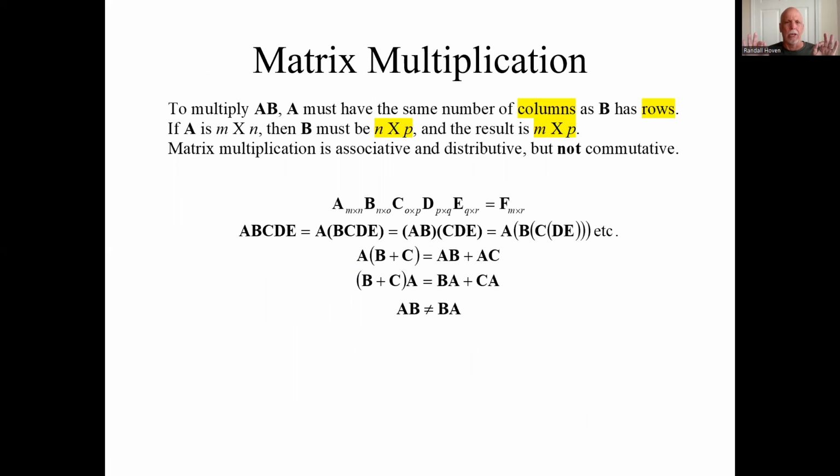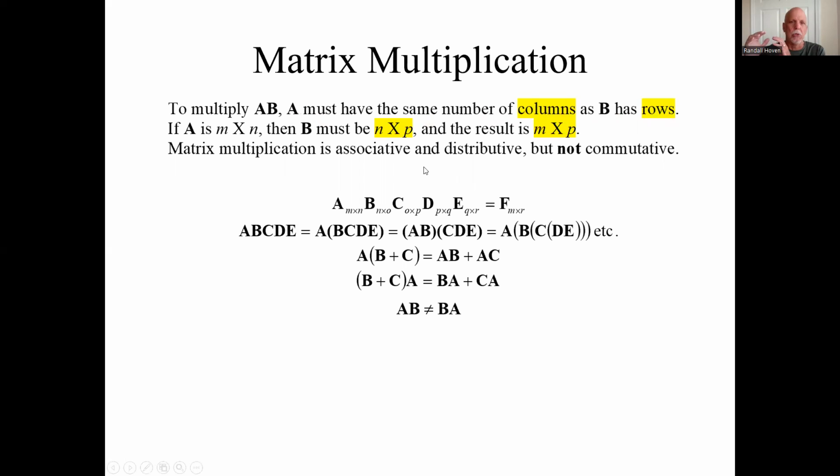Matrix multiplication. Now here's a little bit more tricky. They have to be compatible size. What does that mean? If I do the product AB, where A is in front, and by the way, the order matters because it's going to turn out it's not commutative. Matrix multiplication is not commutative. So the order matters. If I multiply AB, A must have the same number of columns as B has rows.